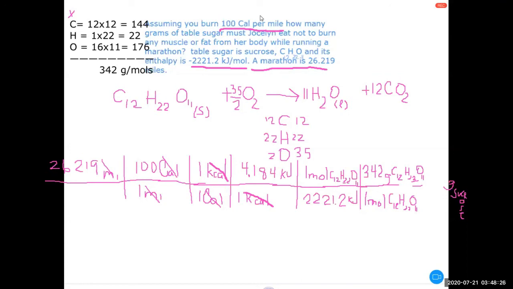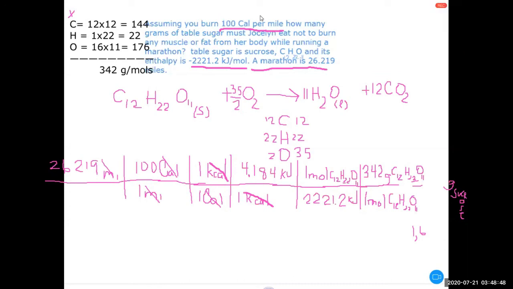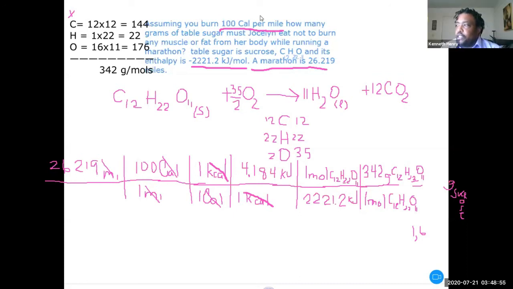Where would the balancing the equation come in place here? So you always want to have your balanced equation because let's say I asked you about the oxygen, right? How much oxygen would she need to keep from passing out? Could you figure that out? 35 over 2. Oh, okay. So you plug that into this equation right here at this point where you have moles of this guy to moles of that guy.